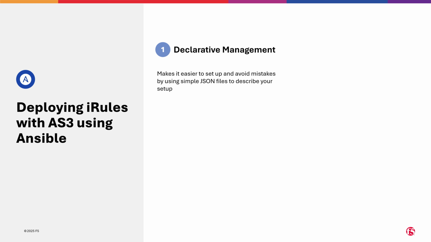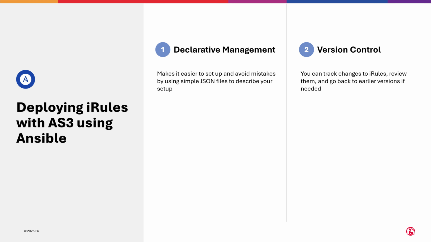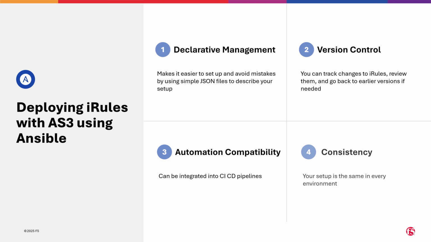Makes it easier to set up and avoid mistakes by using simple JSON files to describe your setup. Version control. You can track changes to iRules, review them, and go back to earlier versions if needed. Automation compatibility. Can be integrated into CI/CD pipelines. Consistency. Your setup is the same in every environment.